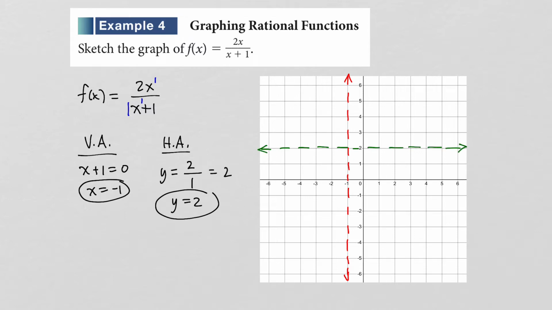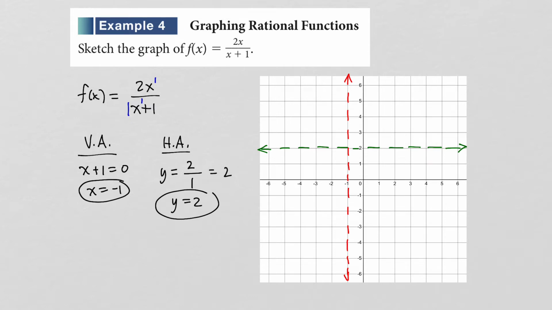And the reason you always graph these first is because, once again, we know that as the values of x get close to the vertical asymptote, the function is either going to go to infinity or it's going to go to negative infinity on both sides, right? It's going to be one or the other. And that really helps us when we're trying to find the basic features of the graph. For the horizontal asymptotes, that tells you more about the end behavior of the graph.